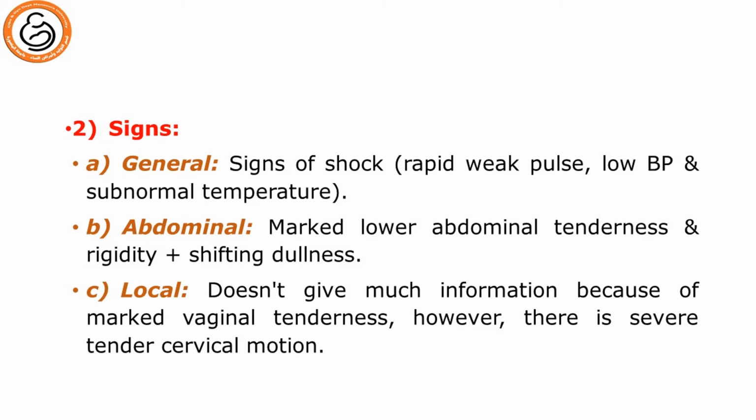Signs: there are signs of shock, hypovolemic and neurogenic shock, rapid weak pulse, low blood pressure, and subnormal temperature. Abdominally, we'll find marked lower abdominal tenderness, rigidity, and shifting dullness. Locally, it doesn't give much information because there is marked vaginal tenderness, however, there is severe tender cervical motion.